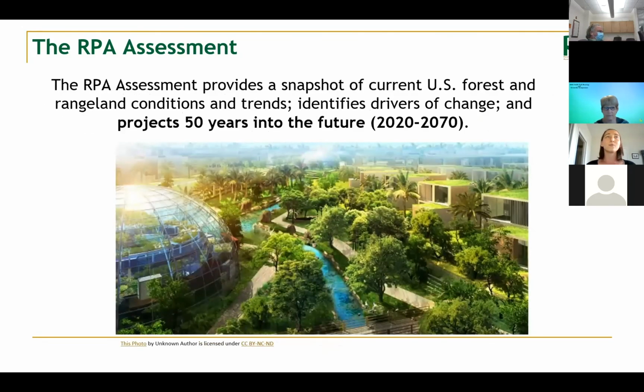The goals of the assessment are, every 10 years, to provide a snapshot of current conditions on our forest and rangelands, to understand their current condition as well as trends, and identify the various drivers and stressors affecting those lands and the resources that they have, and then to take that and project it 50 years into the future, and look through the various scenarios of what might be happening and what might need to be accounted for. And so for this version of the RPA assessment, our projections will span from 2020 to 2070.